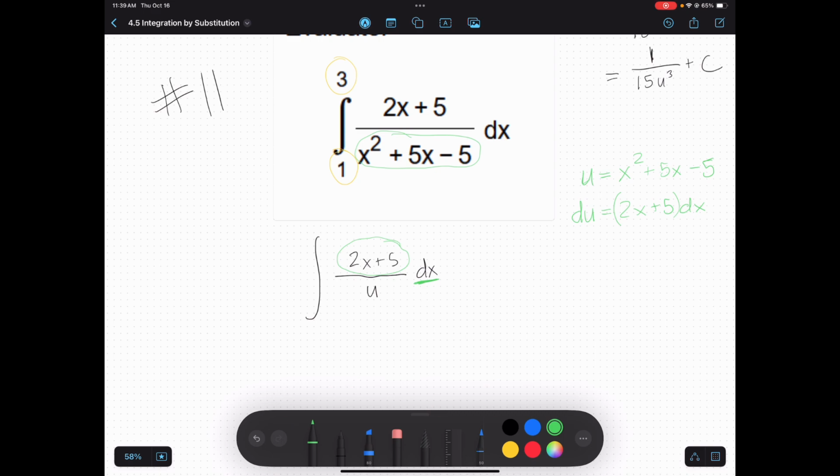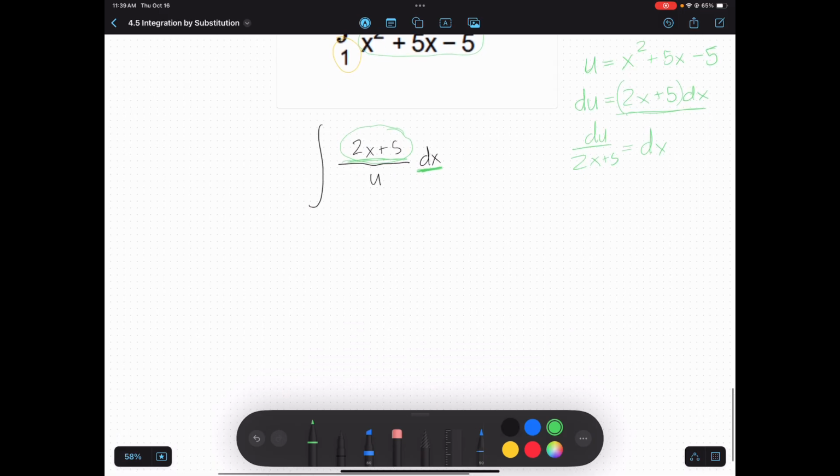Okay, so from here I can do it one of two ways. Since I can already see that 2x plus 5 dx matches this 2x plus 5 dx, I can just take both of those out and replace it with du. Or I can solve for dx, and I get dx is equal to du over 2x plus 5. Plug that in, and I get u, 2x plus 5 over u times du over 2x plus 5. The 2x plus 5's cancel, and I'm just left with this integral 1 over u du.